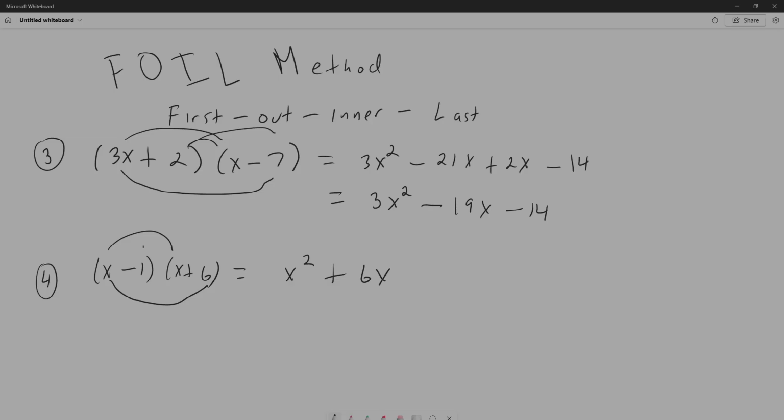And now we're going to do inner, which is negative 1 times x, that's minus x. And then last, which is negative 1 times 6, which is negative 6. And then we can combine like terms, so x squared plus 5x minus 6.